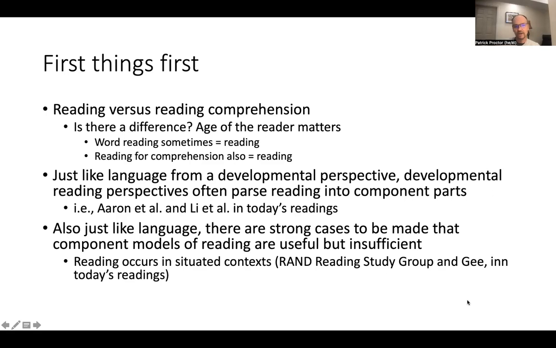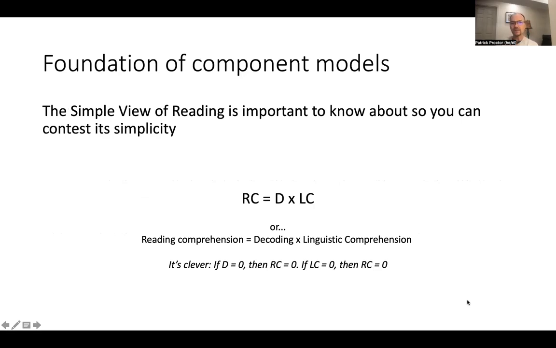And the folks who do that in today's readings are Aaron et al. and the Lee et al. You get to choose one of those, or you can read them both. They're both dealing with the same component theory of reading. Just like language, component theories of reading are useful, but insufficient, in my opinion. Maybe not in yours. We'll see what you think. But the other two readings argue that reading isn't just componential. It occurs in these situated contexts. So thinking about that.